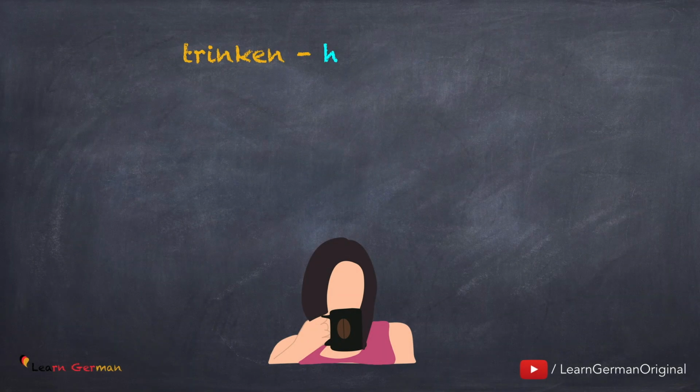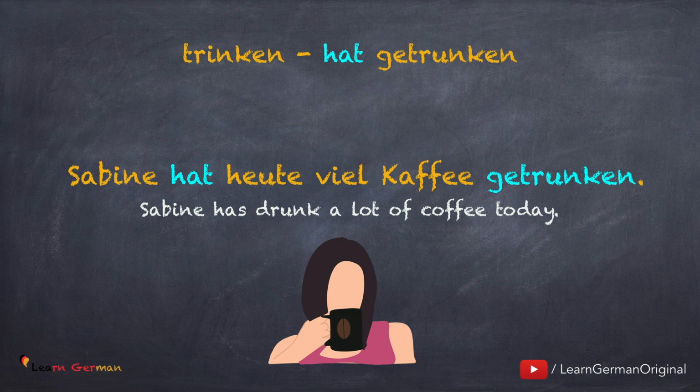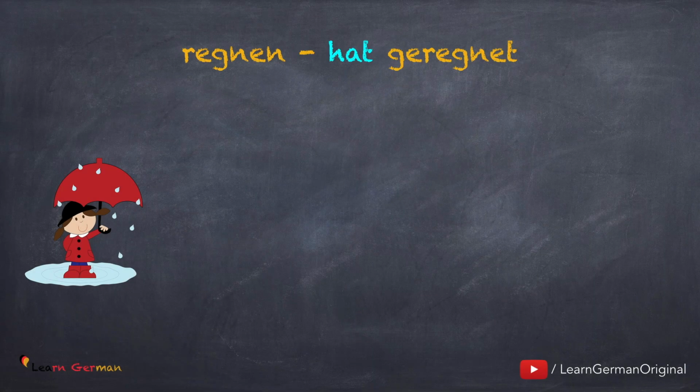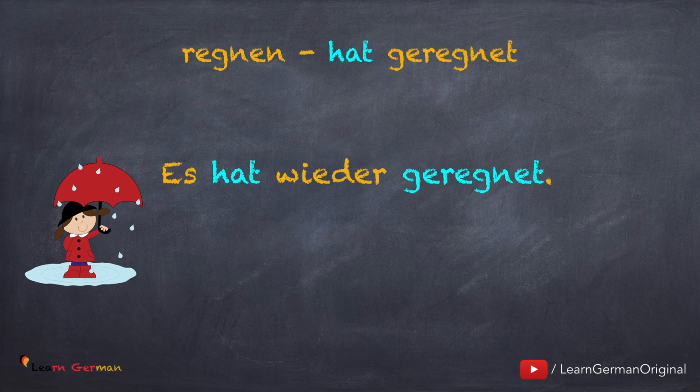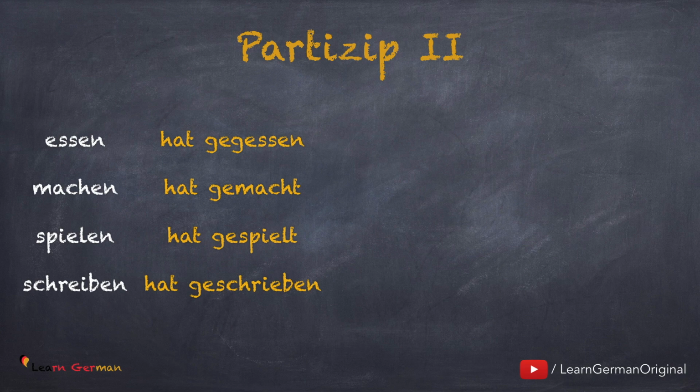Here's another one. Trinken hat getrunken. Sabine hat heute viel Kaffee getrunken. Regnen hat geregnet. Es hat wieder geregnet. Here are some more verbs whose perfect you should know.